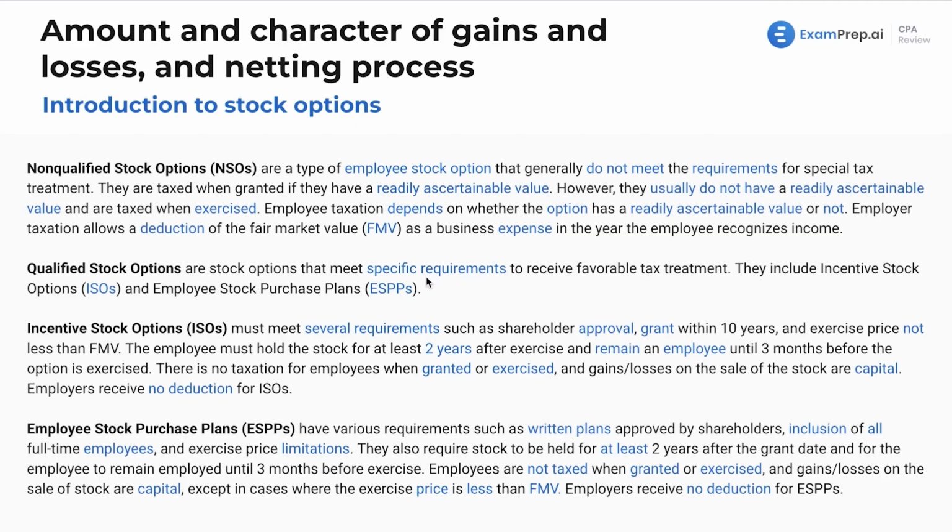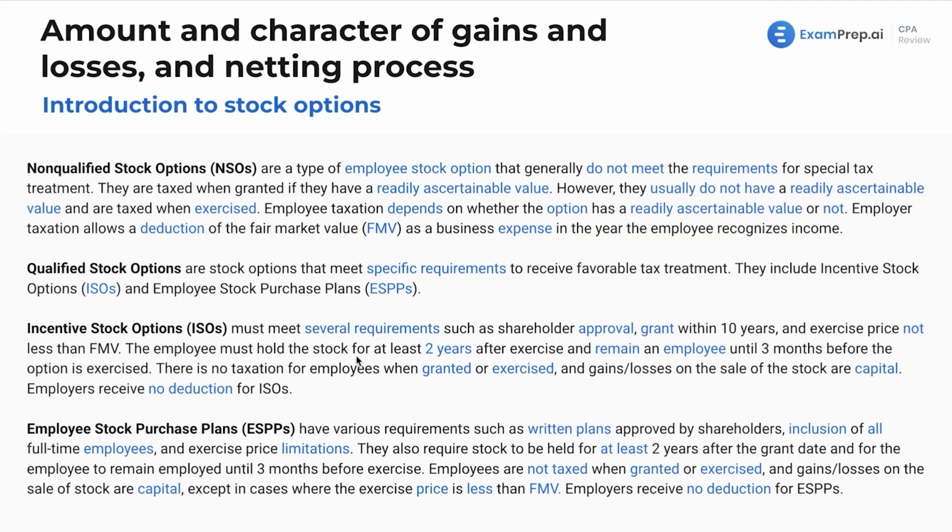There we go. Qualified stock options. These are options that meet specific requirements to receive favorable tax treatment, and boy, do we love favorable tax treatment. They include these two types of stock options that we'll dive into further. First, we've got incentive stock options. These must meet several requirements, such as shareholder approval, granting within 10 years, and the exercise price not being less than the fair market value.